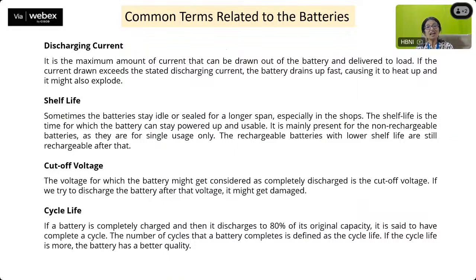Then you have something which is the cycle life of a battery. We say the cycle life of the battery has gone when it discharges to 80% of its original capacity. So when you charge and discharge a battery, if it is not able to revive beyond 80% of its original capacity, that is the time you say that the cycle life of the battery is over. Okay, so it discharges to 80% of its original capacity.